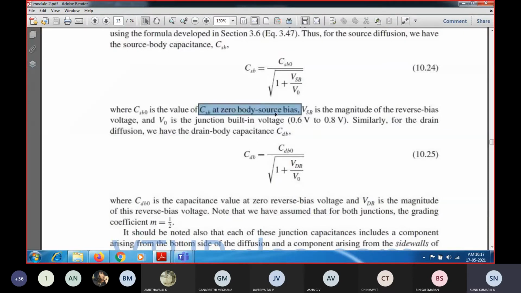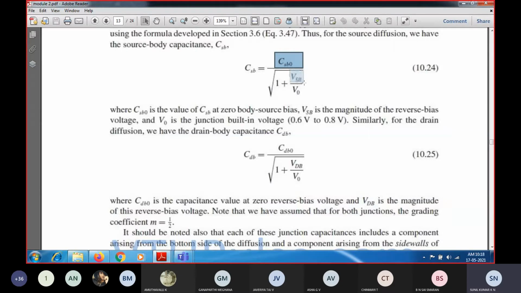Zero body bias means we are not applying anything. That means the substrate is connected to the source terminal. When the substrate is connected to the source terminal, whatever capacitance we have is denoted as CSB0. In the same way, divided by 1 plus VSB divided by V naught. VSB is nothing but the magnitude of the reverse bias voltage whenever it is not connected.